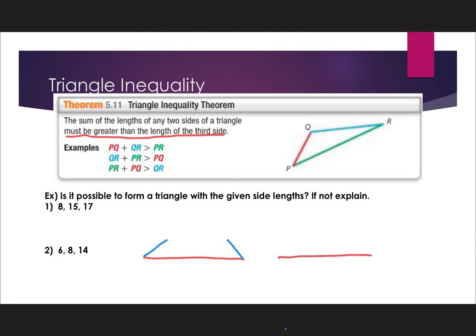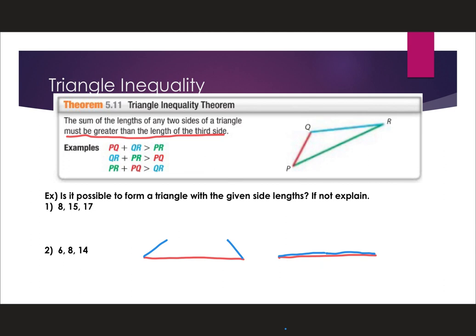Likewise, if I have my third side and my two blue sides are equal to it, then what's going to happen is they're going to fall short and they're just going to create a line on top of it. They're not going to create that top angle. They're just going to fall down and create a line. We don't have a triangle here. We have a line. So therefore, when you add the two sides together, it must be greater than the third.